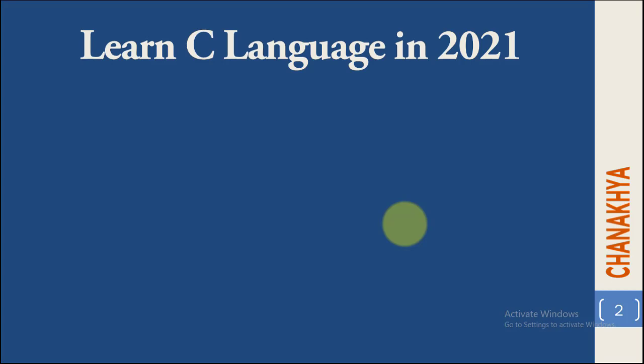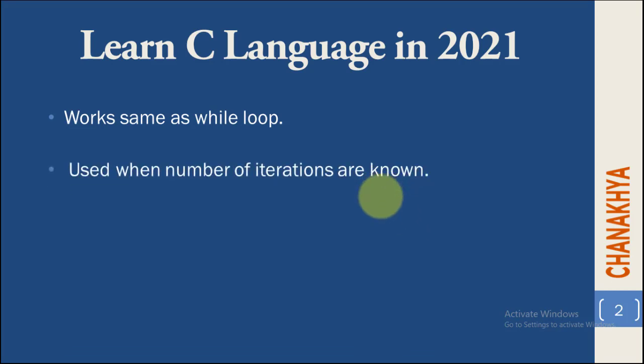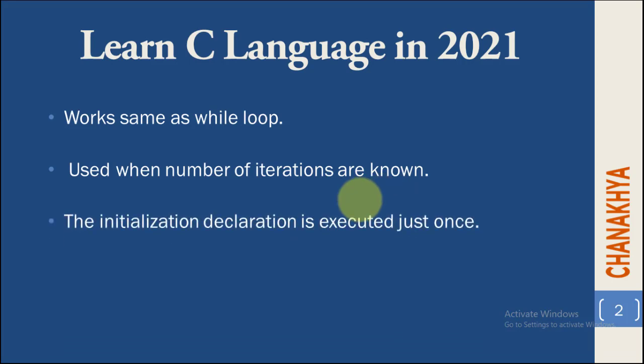It works the same as the while loop, and the only difference is that the for loop is used when the number of iterations is known in advance. For example, if we want to execute a loop 10 times, 20 times, or 30 times, and we know the number of iterations in advance, then we use a for loop. And one more thing about the for loop is that the initialization declaration is executed just once.